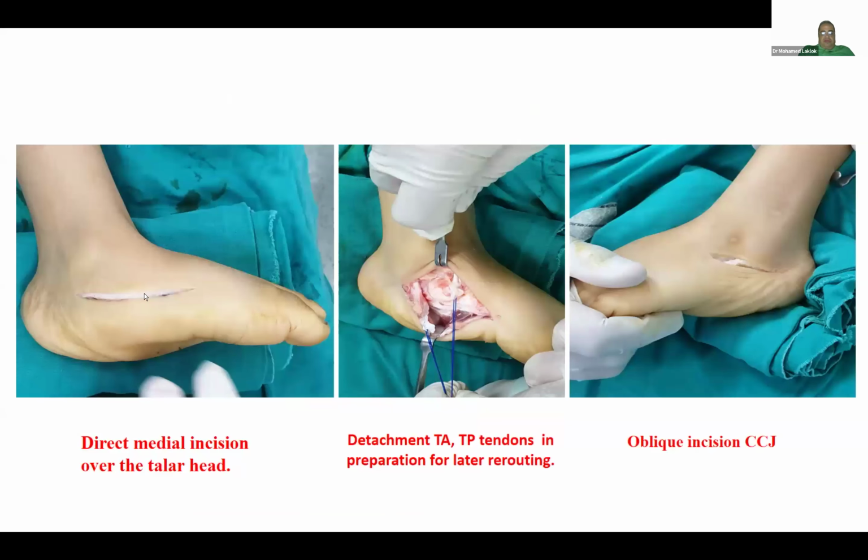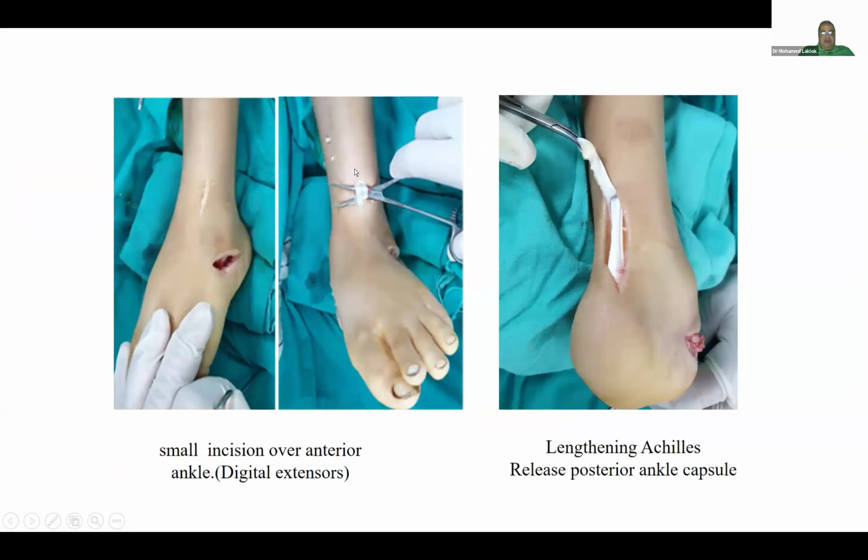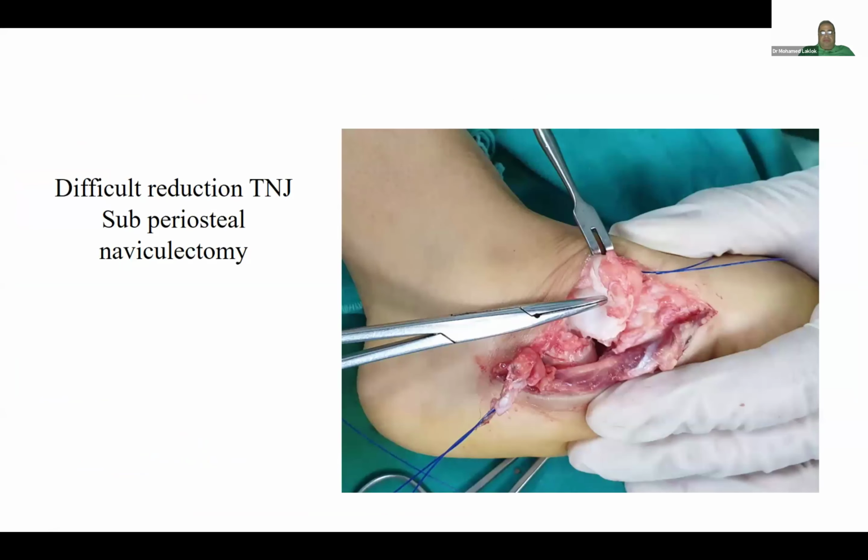The medial incision, detachment of the tibialis anterior and the tibialis posterior tendon, and an oblique incision in the lateral aspect for release of the calcaneal joint. Anteriorly, we do lengthening or fractional lengthening of the extensors of the toe. Posteriorly, we do lengthening of the tendon Achilles and release of the posterior ankle capsule. And then we do naviculectomy.